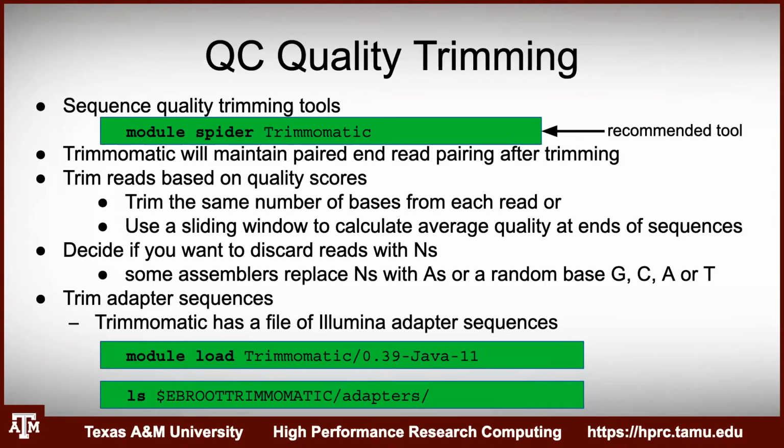And so again, this trims reads based on the quality scores. And like I said, you can trim the same number of bases from the 5' end for all reads, or you can also use a sliding window to calculate the average quality at the ends of sequences. You also need to decide what you want to do with reads with Ns. Some assemblers replace Ns with random bases, so this is obviously going to affect your results.